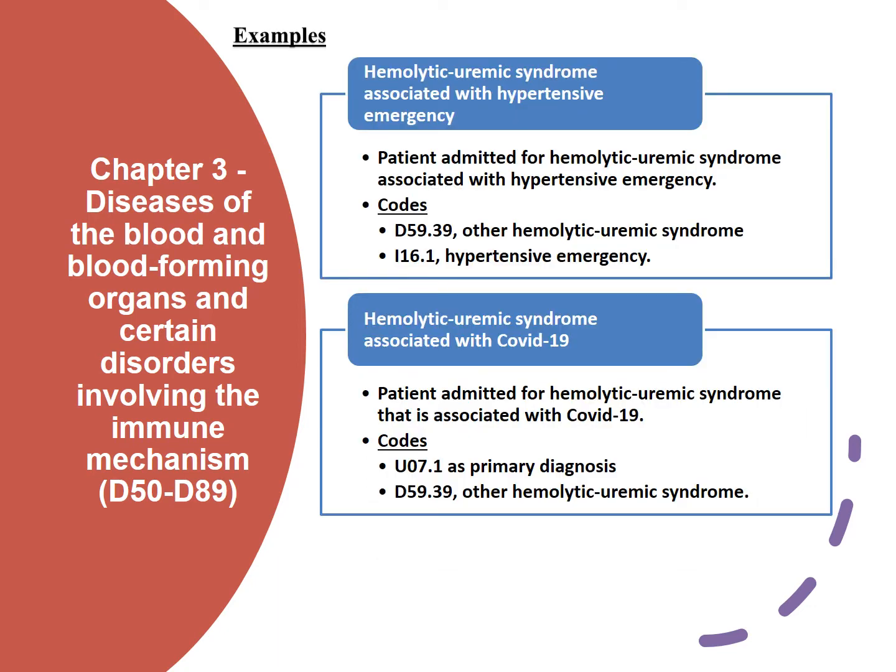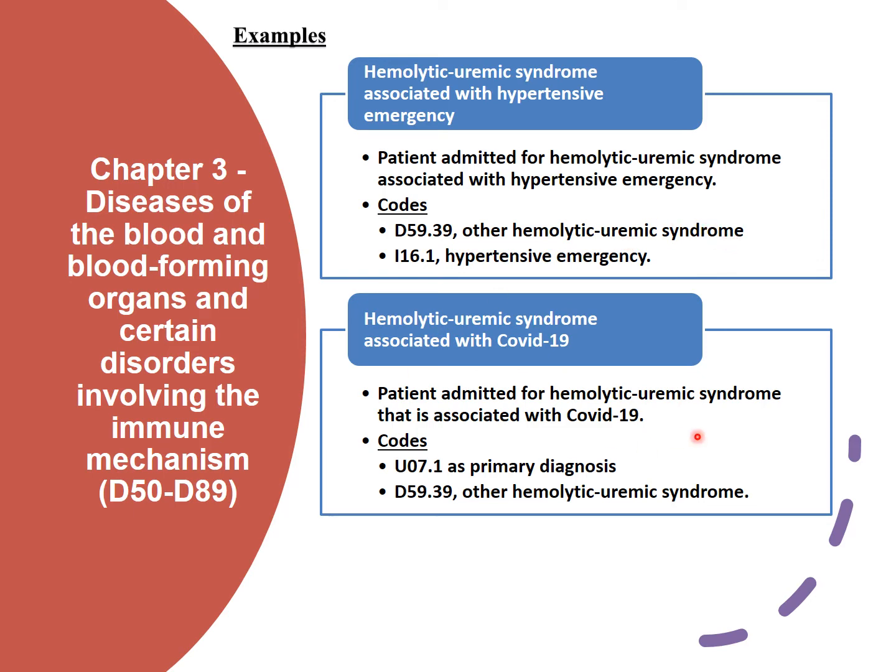We'll see few examples. The first one is patient admitted for hemolytic uremic syndrome associated with hypertensive emergency. Hypertensive emergency condition was found in code also list. So it should be reported as additional diagnosis. That means I16.1 hypertensive emergency should be reported as a secondary diagnosis and D59.39 as a primary diagnosis.